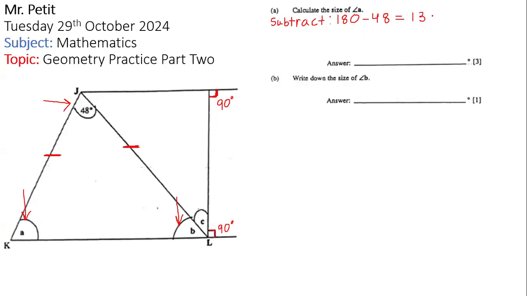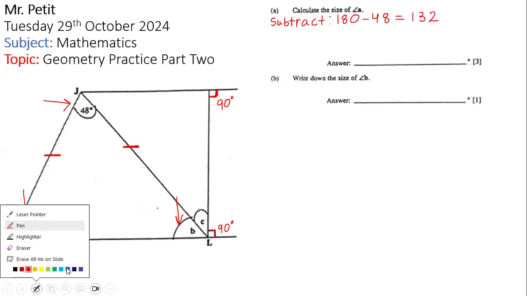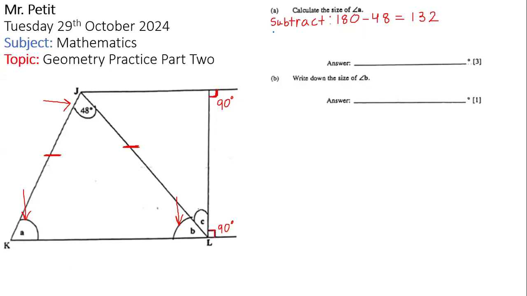And then after we do that, we're not done yet. We have to do what? Divide. So we have to divide 132 by 2. Very good. 132 divided by 2 is 66. And that equals 66 degrees.